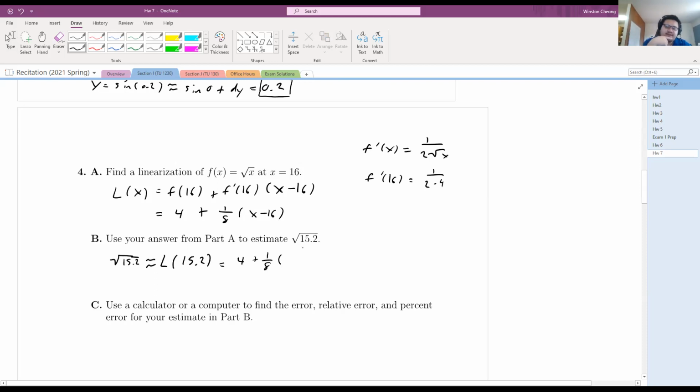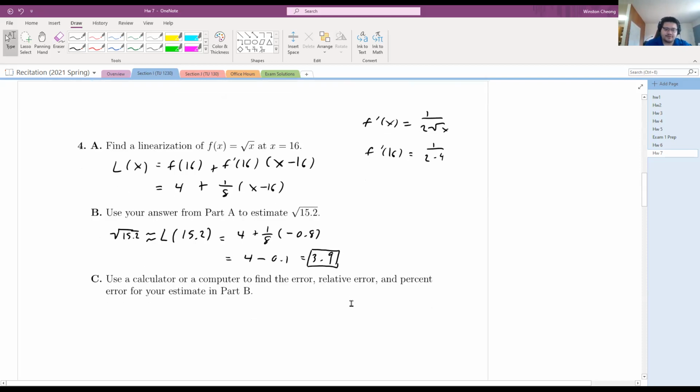This is one of the mistakes that I do see, when people subtract but then they don't put the negative. They forget that it's actually supposed to be a negative quantity. So this is going to be a negative 0.8, and so you get a negative 0.1 here. So maybe I'll just write it: 4 minus 0.1, which is equal to 3.9. That's what the linear approximation gives as our answer.